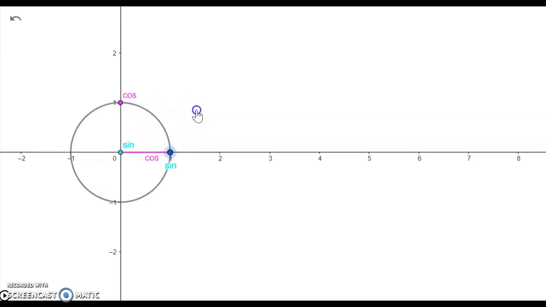Here, this is 0, right? So at 0, sine is in fact 0. At 0, cosine is in fact 1, because the length of the purple line here is in fact 1. So what we're going to do is play this, and you'll notice the sine and cosine curves being created by those dots.